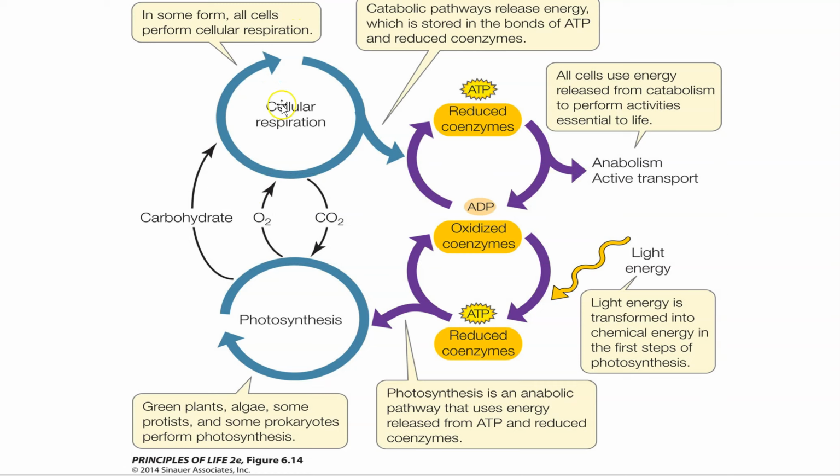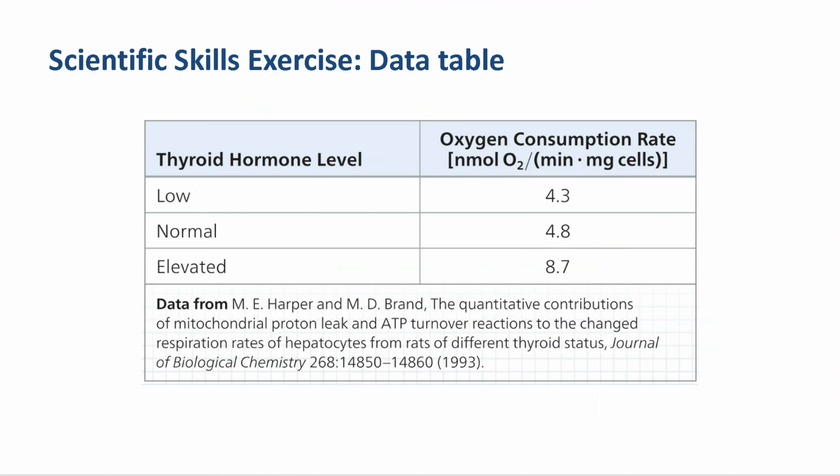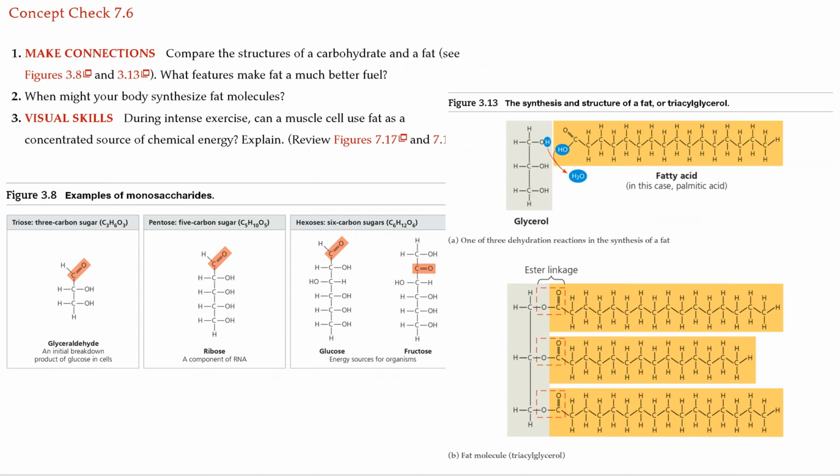In some form, all cells perform cellular respiration, making ATP, being able to build stuff with reduced coenzymes and ATP. Photosynthesis: green plants, algae, some protists, some prokaryotes perform photosynthesis, taking light and all the processes there. Carbohydrates are formed by photosynthesis. Oxygen is released, used by cellular respiration, CO2. Again, plants do both.